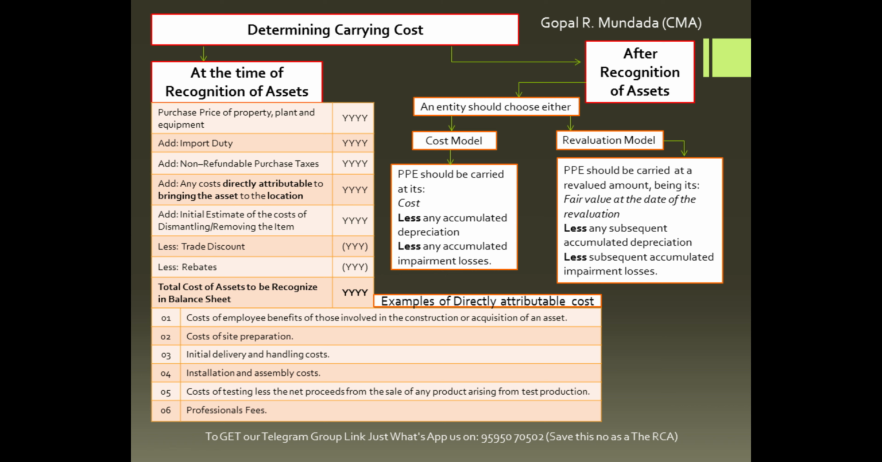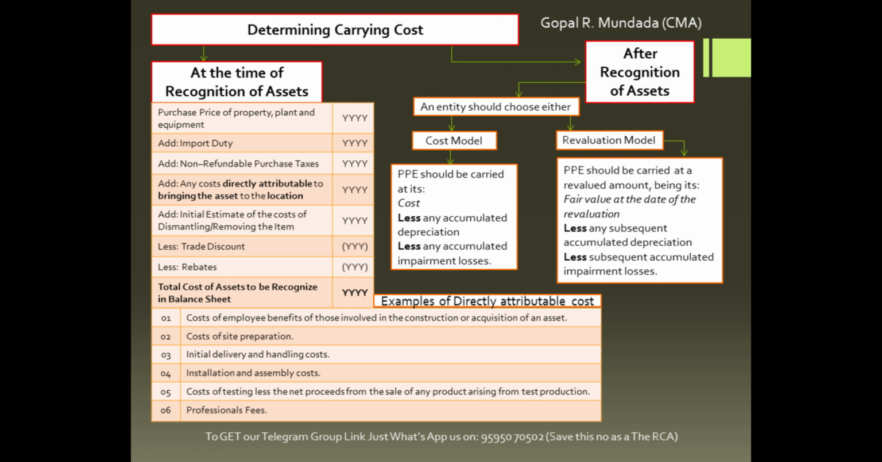That all cost is also considered here, but here one additional cost we also consider: the cost of dismantling or removing the existing plant. So if I have an old asset in my organization and I buy a new asset, before the installation of the new asset, I must dismantle the existing asset. When I dismantle that existing asset, I incur some cost. That cost is also considered in the cost of the new plant and machinery, the new asset.